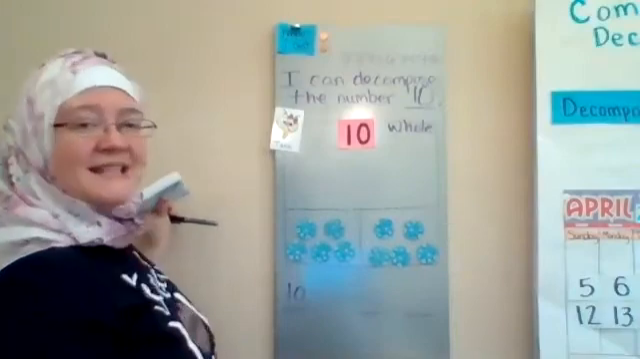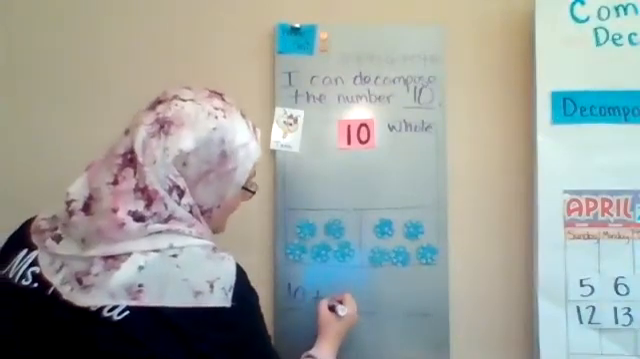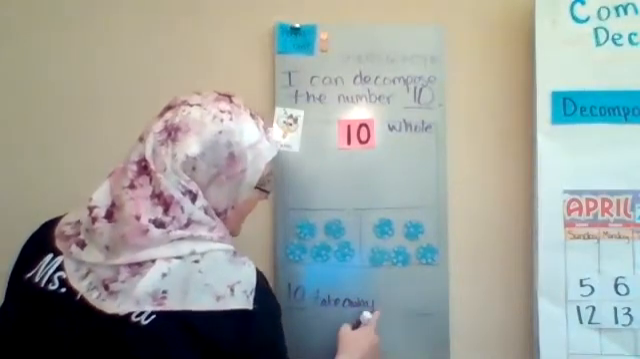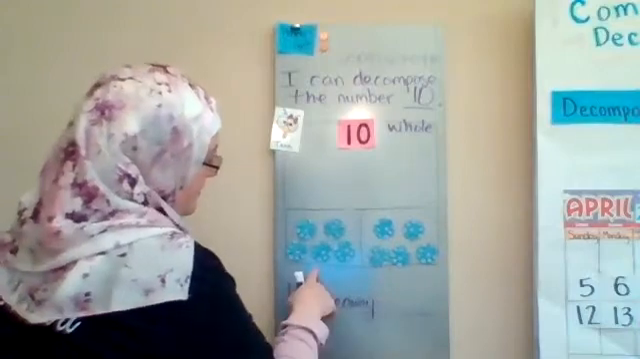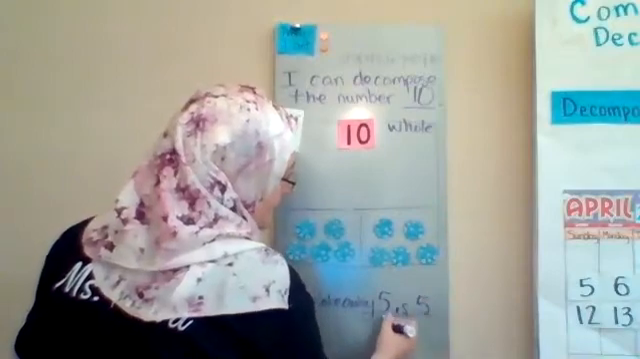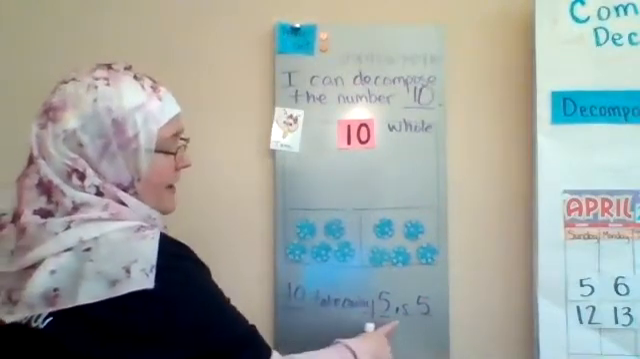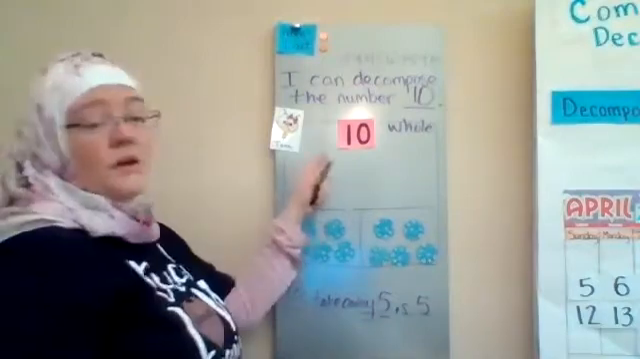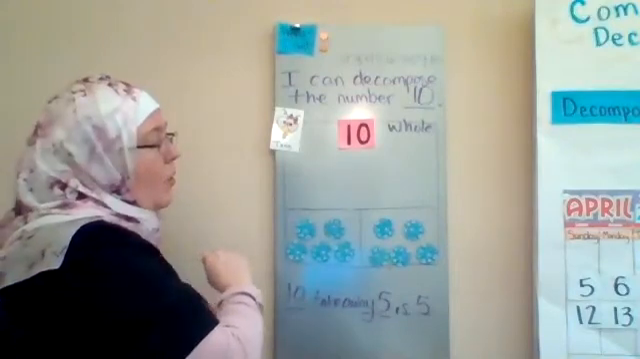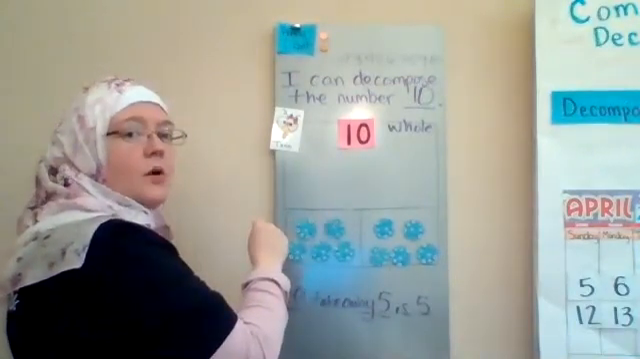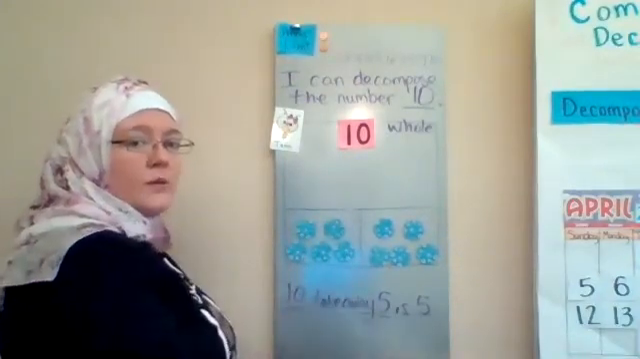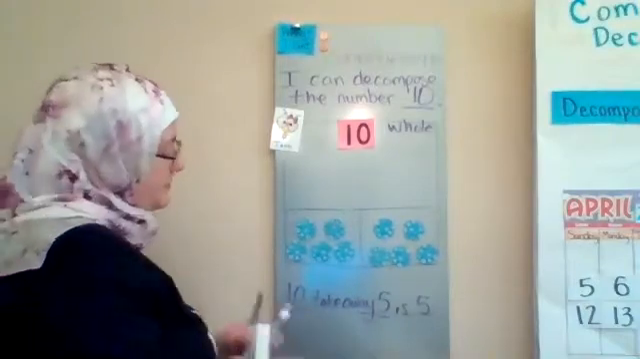The new word is take away. Take away. How many are we taking away? We took away 5 is 5. 10 take away 5 is 5. We are taking away from the 10, or subtracting from the 10, or minusing from the 10. Those are all words that we can use for decomposition.